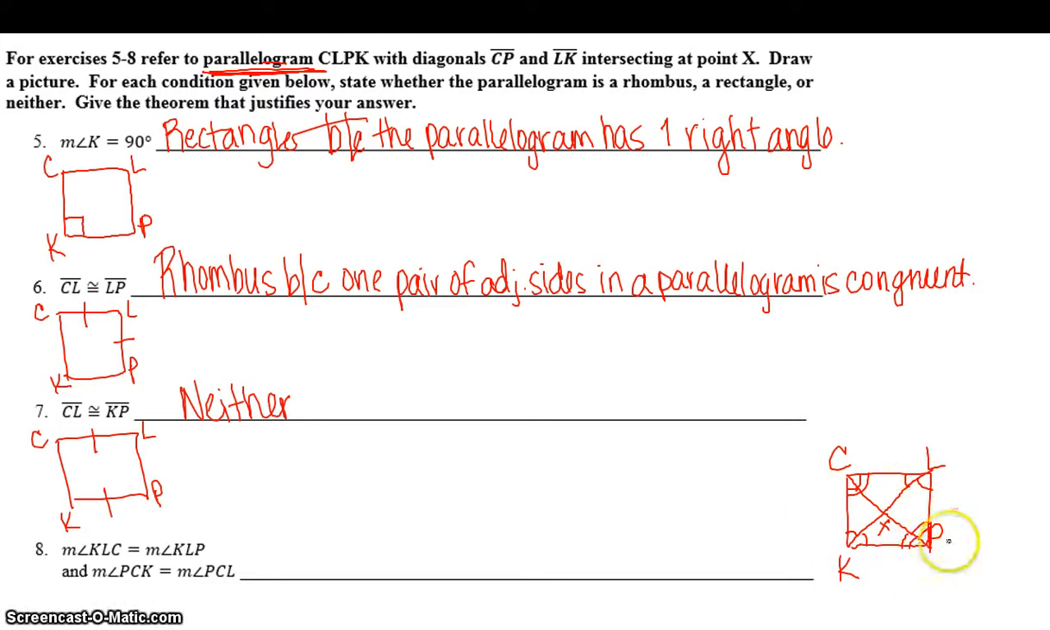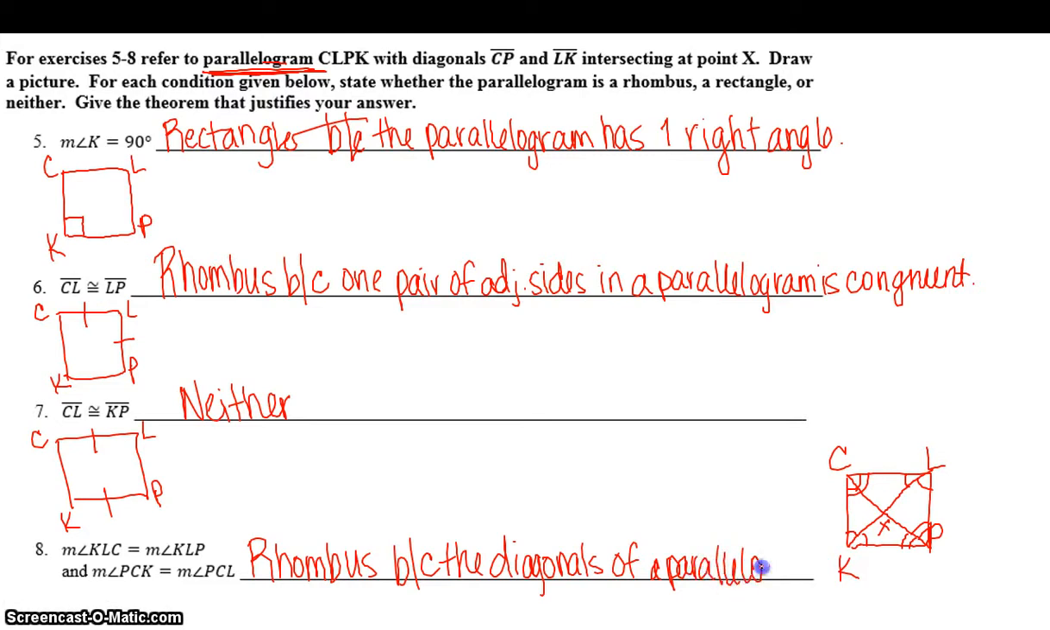So then this is a rhombus because the diagonals of a parallelogram bisect the angles. Okay. So those are the answers that you should have gotten on this particular part of the worksheet.